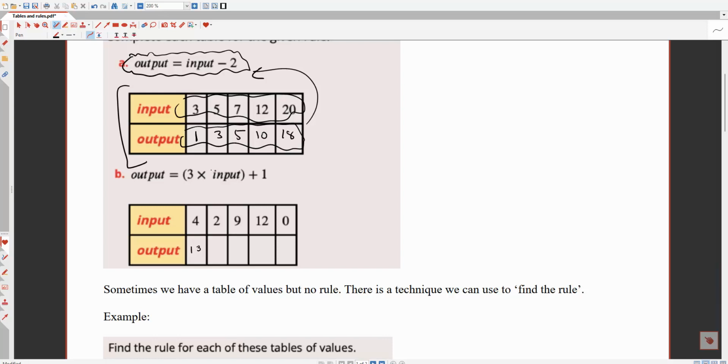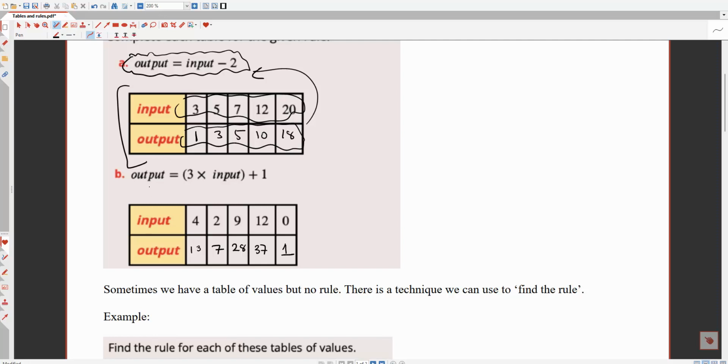All right, let's try 2. 3 times the input, which in this case is 2. So 3 times 2 is 6. 6 plus 1 is 7. All right, 9. 3 times 9, know your times tables here. 3 times 9 is 27. 27 plus 1 is 28. All right, now 12. 3 12s are 36. 36 plus 1 is 37. Let's finish with 0. 3 lots of 0 is 0. 0 plus 1 is 1.